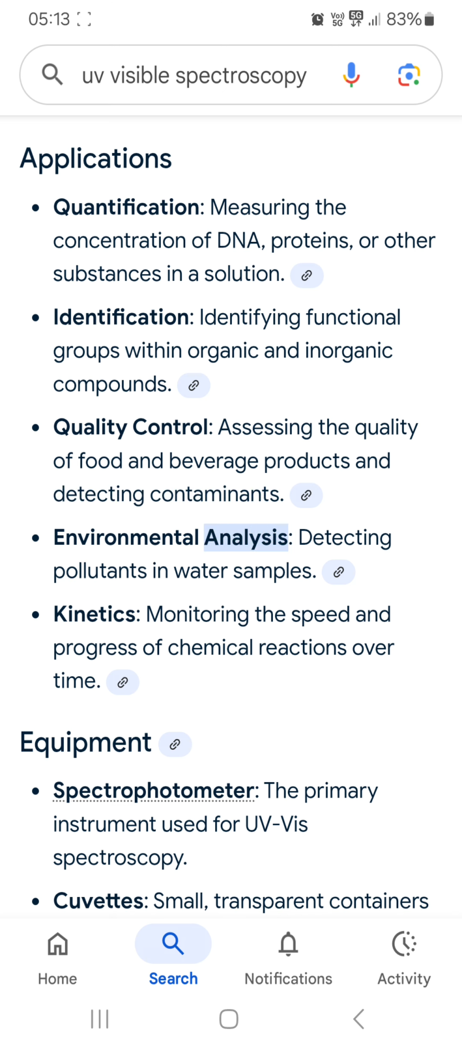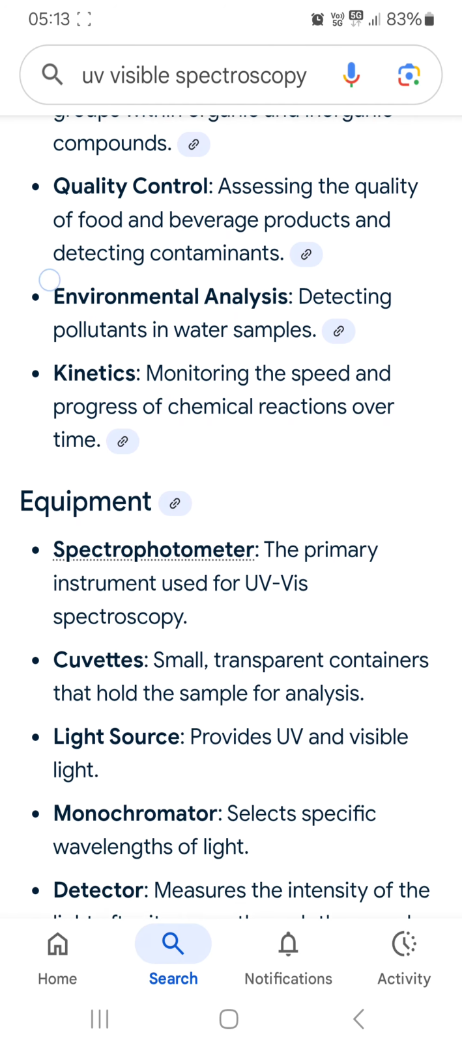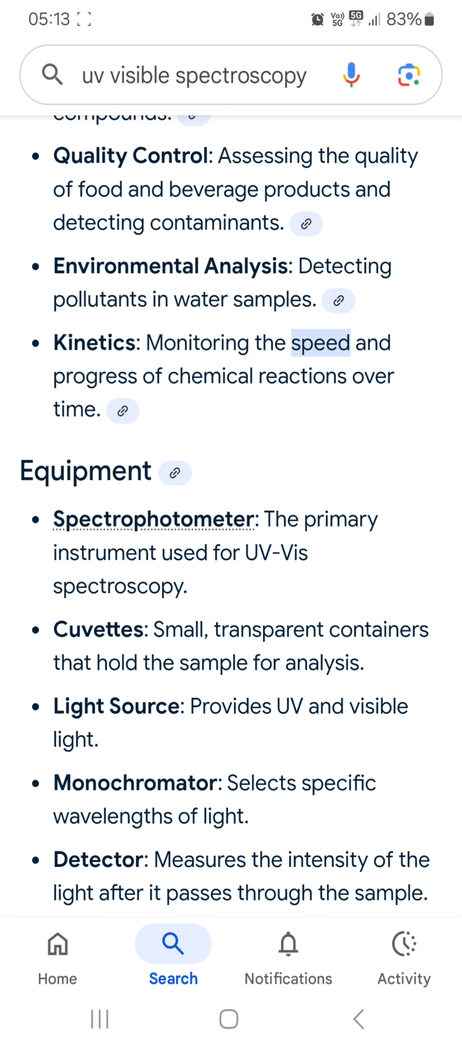4. Environmental analysis. Detecting pollutants in water samples. And 5. Kinetics. Monitoring the speed and progress of chemical reactions over time.